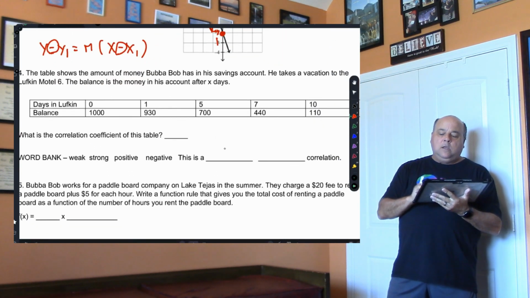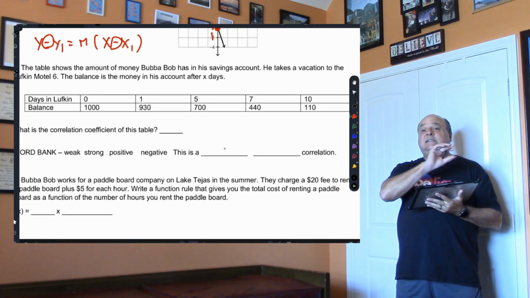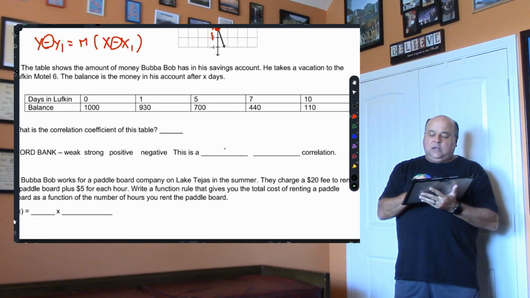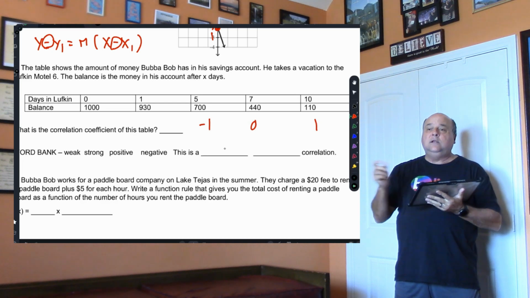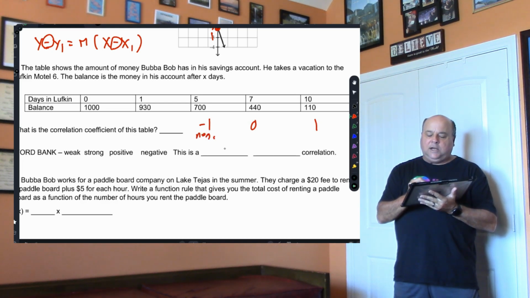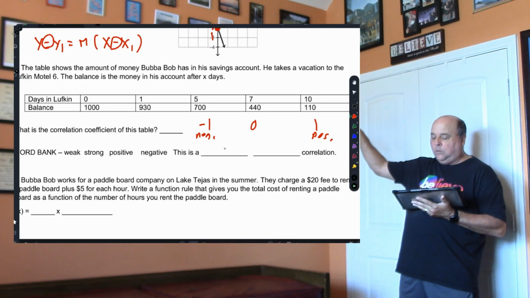Number 4, okay, we're going to get the correlation coefficient of this. What this means is this does not exactly graph a line. It's a scatter plot. And your correlation coefficient goes from negative 1 to 0 to positive 1. This is a negative correlation. This is a positive correlation. A negative correlation would go down. A positive correlation would go up.